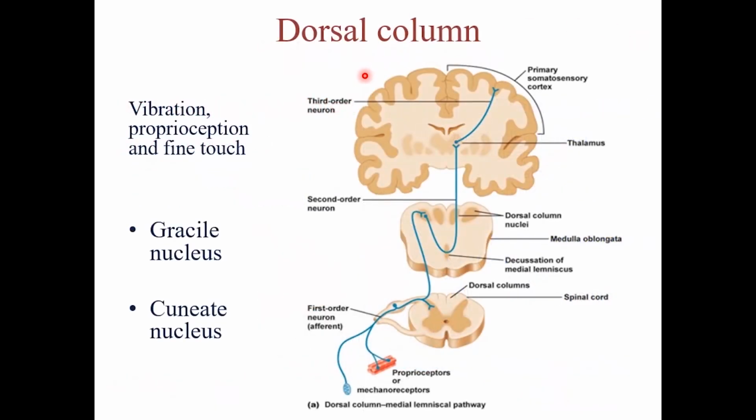Posterior or dorsal column is responsible for vibration, proprioception, and fine touch. It has two nuclei: gracile nucleus, which carries information from the lower limbs, and the cuneate nucleus, which carries information from the upper limbs. Then the signals ascend on the ipsilateral side in the dorsal column until the level of the medulla, where it crosses to the opposite side. Then it continues its way to the brain.